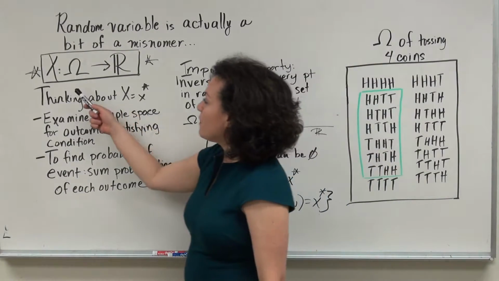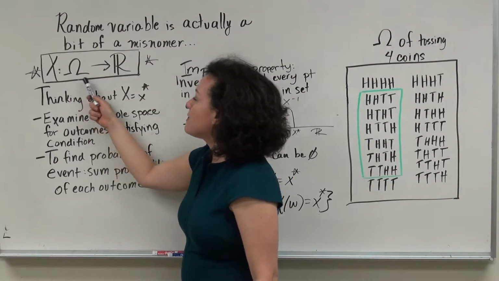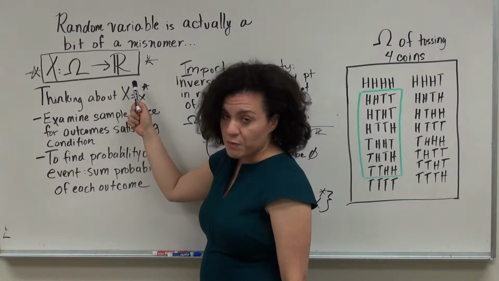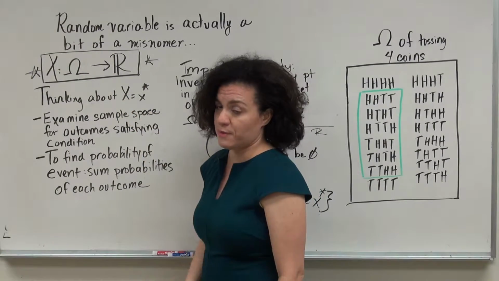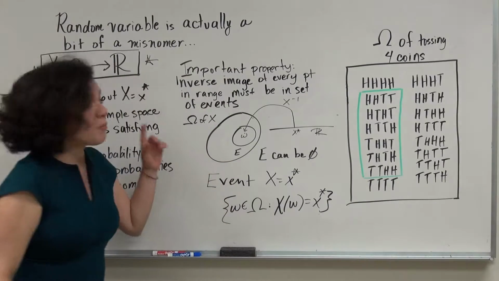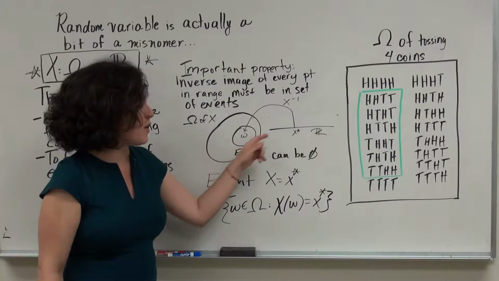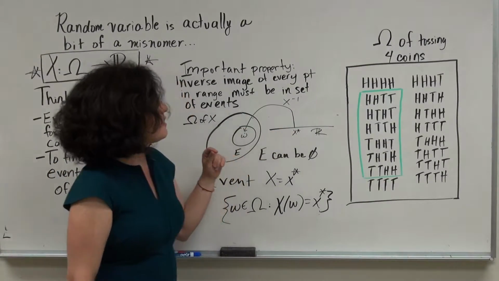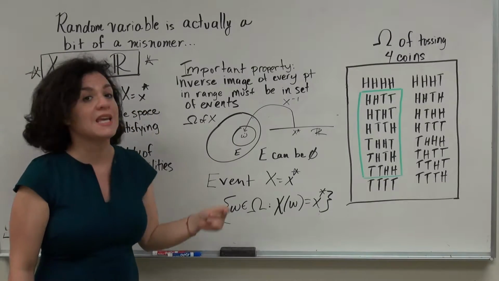So a random variable is a function from a sample space to the reals. Now, there's often more subtlety in this definition, but for our purposes, it's good. Now, the important property is that for every point in the range of the random variable, the inverse image of it must be in the set of events.